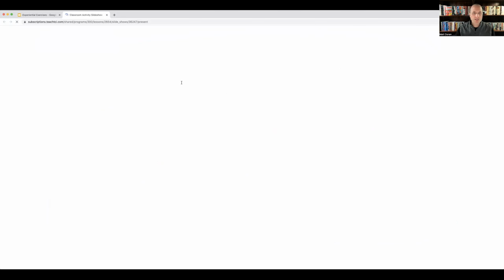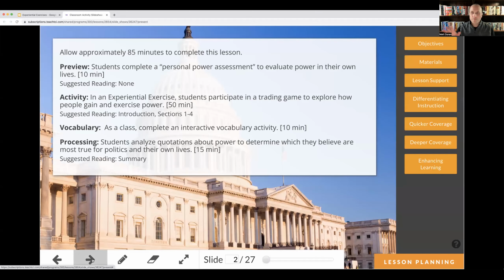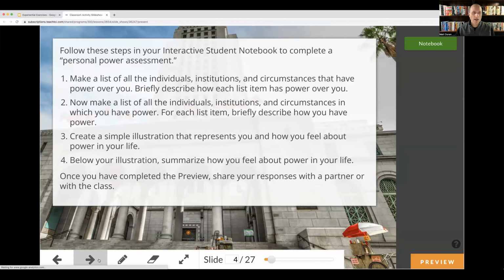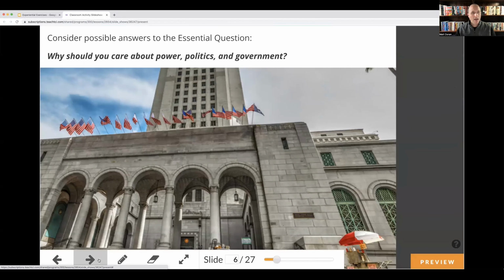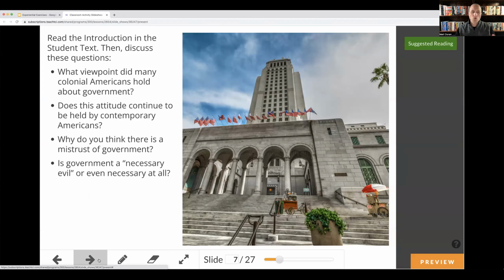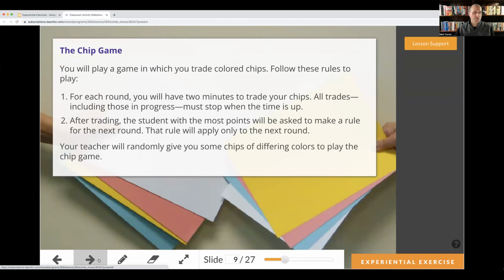I'm going to take you out to the slideshow. And again, this is in every program. Every TCI lesson has a slideshow with it. And you'll see here the full lesson with all of the preview. And this is one where you may decide whether or not you want to do the preview first. You may actually want to use the experiential exercise as a kind of a preview and maybe come back to that particular preview activity. So when I get up to slide 8, now I have the actual experiential exercise directions.